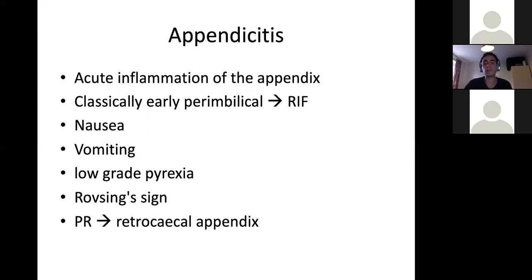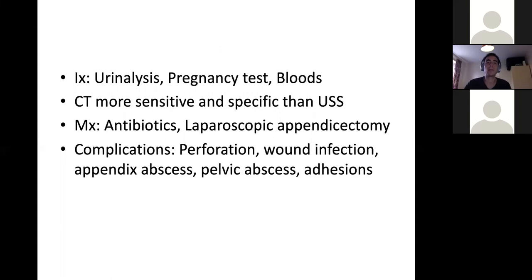And Rovsing's sign essentially means that when you palpate the left iliac fossa, the patient reports pain on the right side. For investigations, you do a urine test to exclude a urine infection, and a pregnancy test, obviously not in the choices of this question, but to exclude ectopics. And blood tests: blood counts and CRP, looking for high infection markers. You'd also do electrolytes, a clotting screen, and a group and save, because this patient might need surgery later.